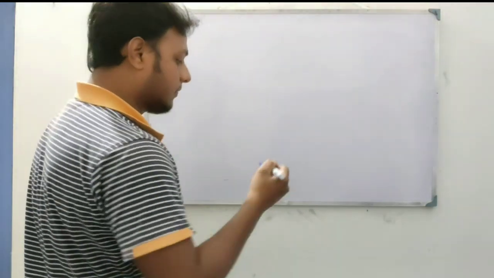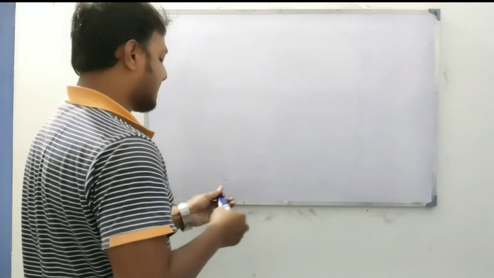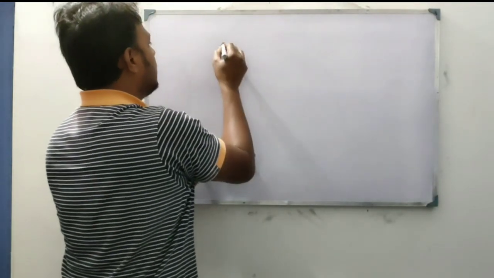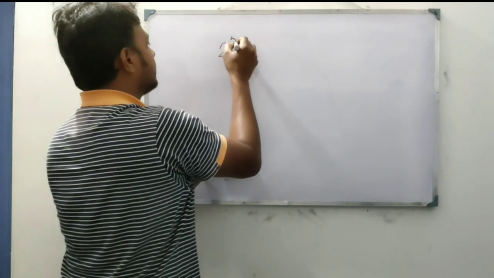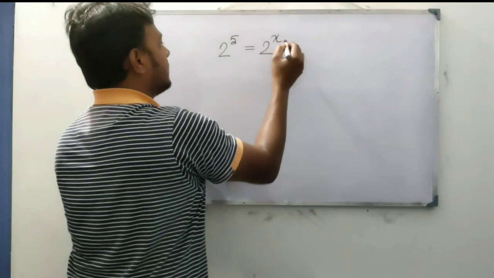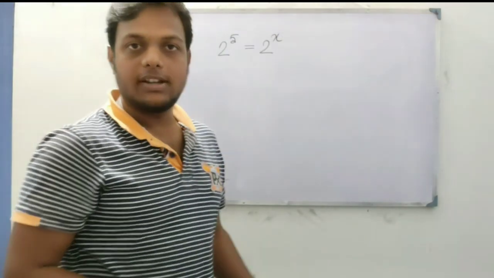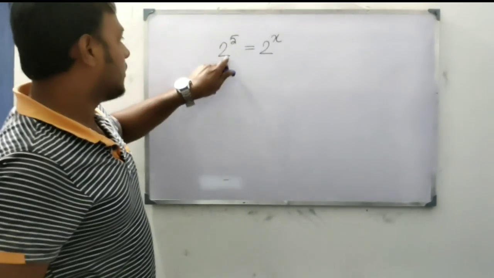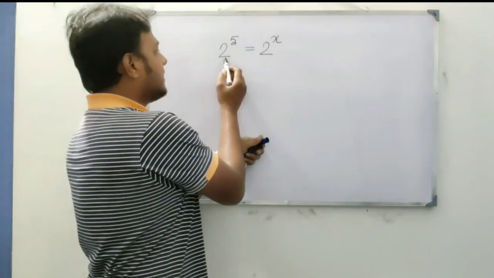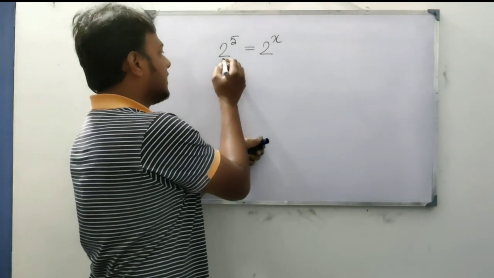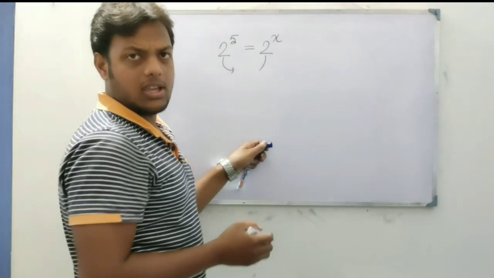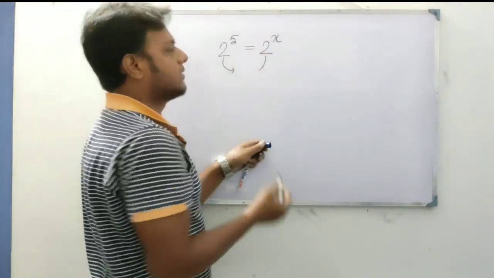Suppose the exponent number 2 to the power 5 equals 2 to the power x. This is an equality. That means 2 to the power 5 must equal 2 to the power x. See here that the bases are the same. On the left hand side the base is 2 and on the right hand side the base is also 2. Then what about 5 and x?